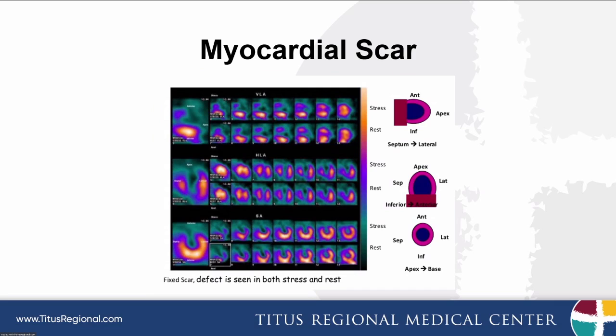Compare that again to this set of pictures where both the first and the second set of images in each pair show a significant defect where you're not having myocardial uptake, in this case the anterior wall and the apex, but that's matched on both the stress images and the rest images. So this is an example of myocardial scar. There's not necessarily a problem with blood flow to this part of the heart. There's a problem with the fact that the myocardium here has been damaged from a previous heart attack.